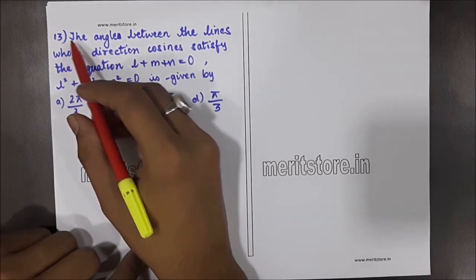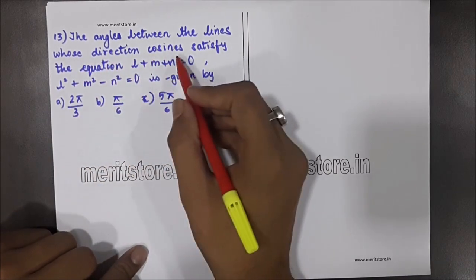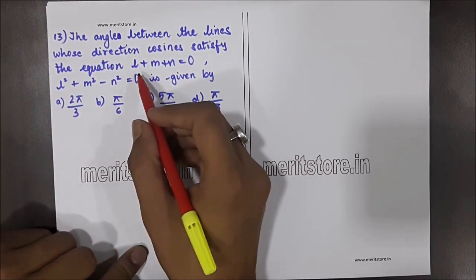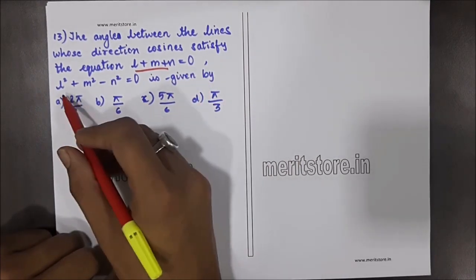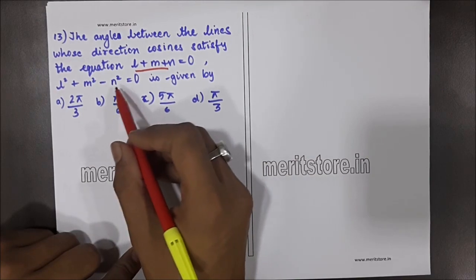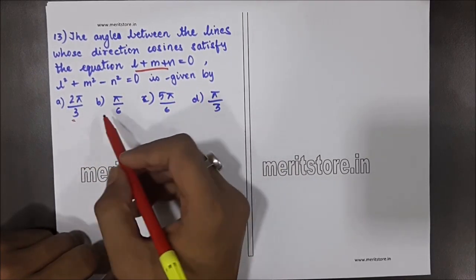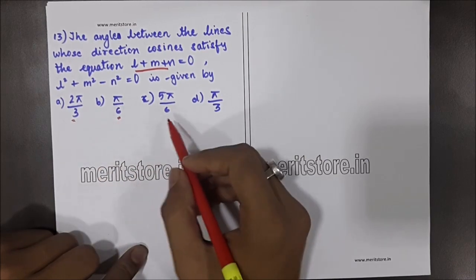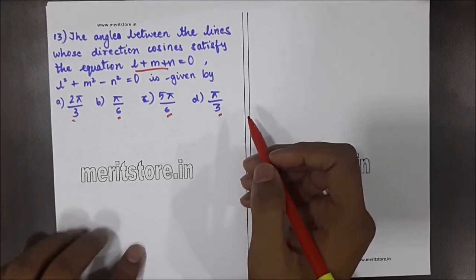Question number 13. The angle between the lines whose direction cosines satisfy the equation L plus M plus N is equal to 0 and L square plus M square minus N square is equal to 0 is given by: 2 pi by 3, pi by 6, 5 pi by 6, pi by 3.